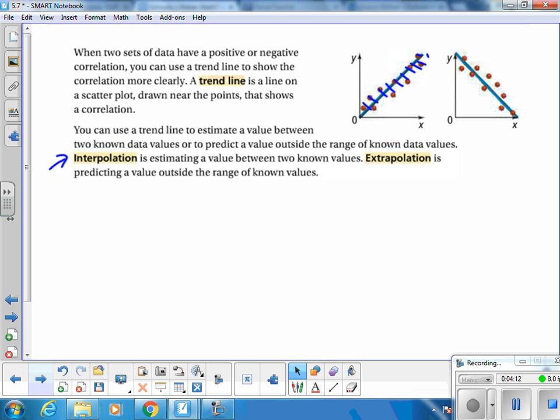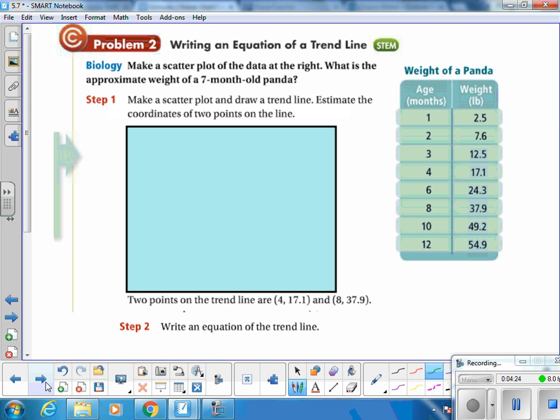Extrapolation, that's looking at the values outside the range. So that's looking out here, looking at the information that is not in the line. So looking how far away everything is outside. Write an equation of a trend line.